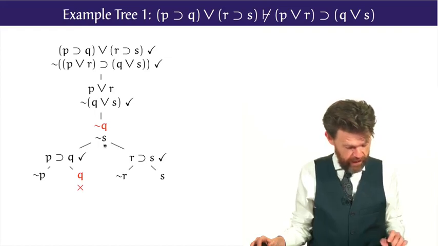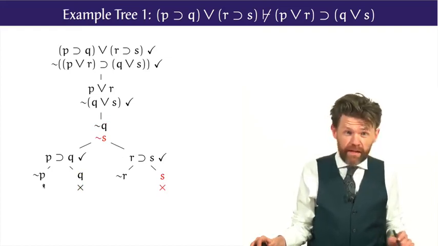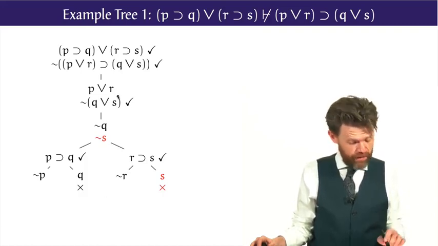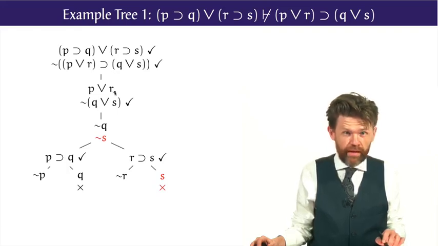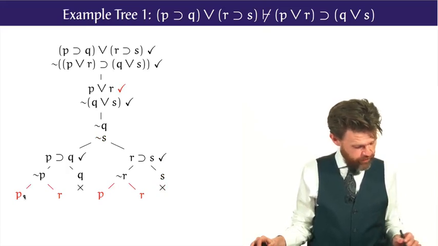I've got the S and the not S, so I'll close those. That branch closes because I can't have S true and S false at the same time. But these other two branches are finished. They're left, except we've got this P implies R, P or R, sorry, left to do in this tree. So let's process that. I'll process that, and I get P or R branches here and here.